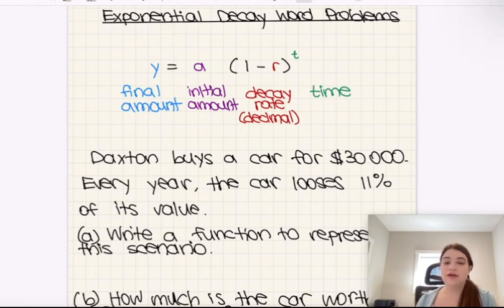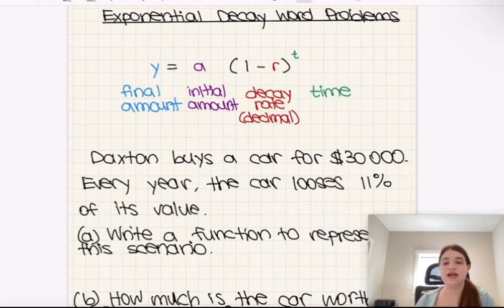The initial amount is how much we had, what amount we had before the time was elapsed. Then we have r, which is our decay rate, and that's going to be as a decimal. So that's important to remember. Oftentimes we're given this rate as a percent. We want to convert that to a decimal. And then we have t, which is for time.